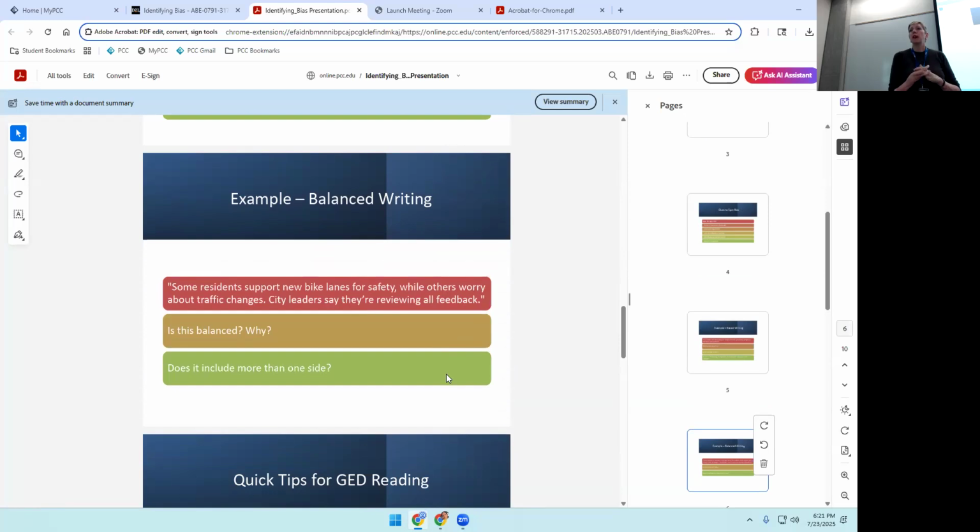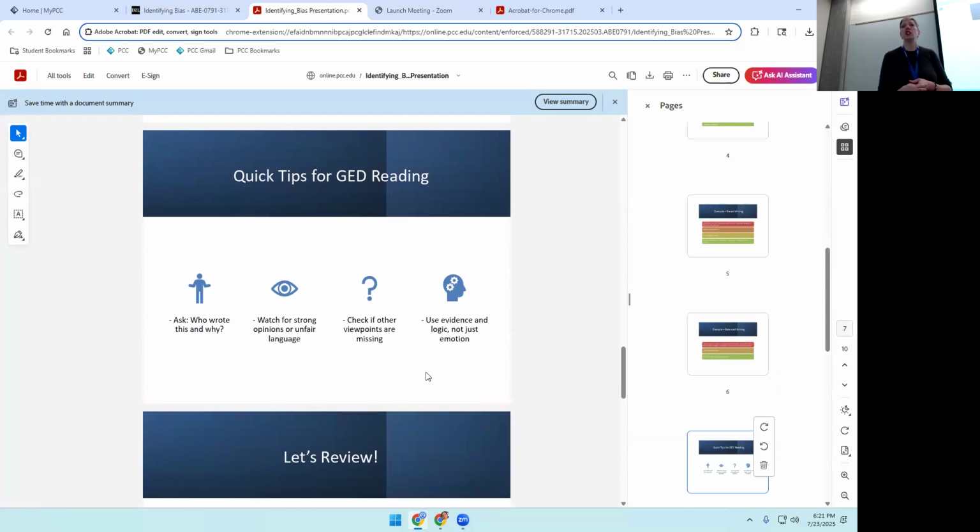Some residents support new bike lanes for safety while others worry about traffic changes. City leaders say they're reviewing all feedback. Is this balanced or biased? Yeah, it's balanced. It's showing both sides. So some residents think that they are safe, others are worried about it. So it's at least giving two different perspectives on the same thing.